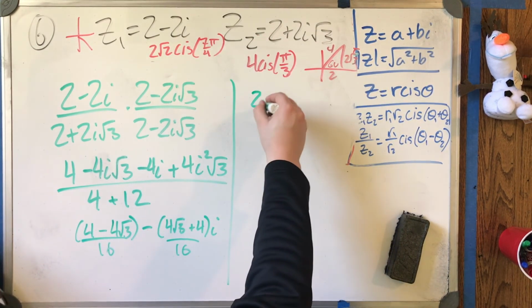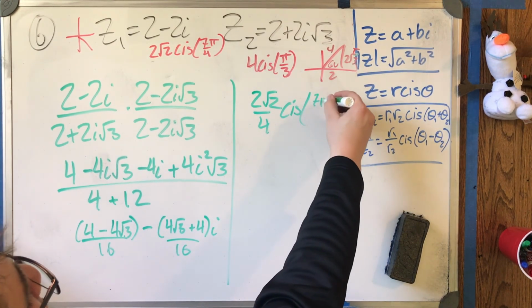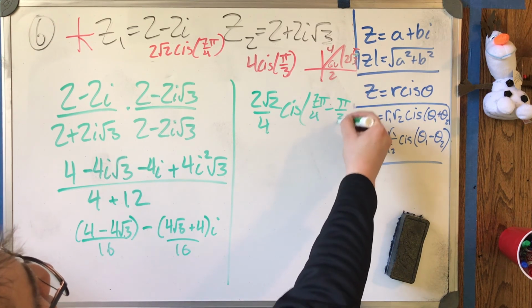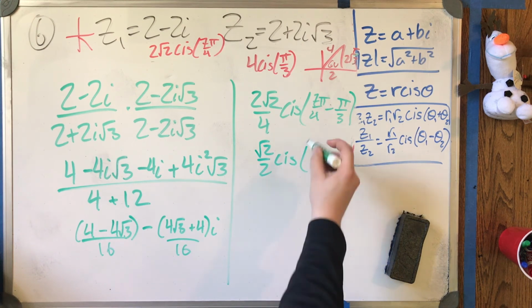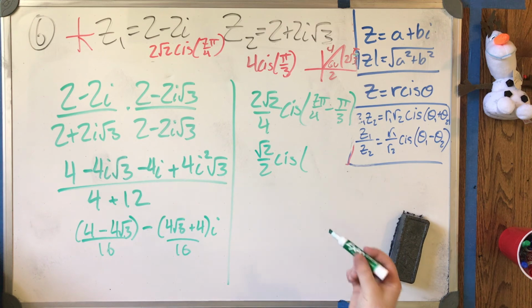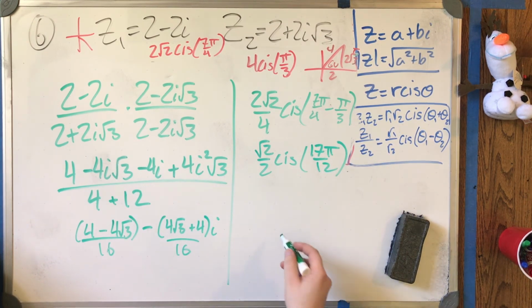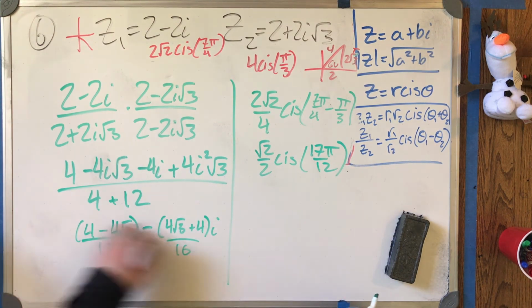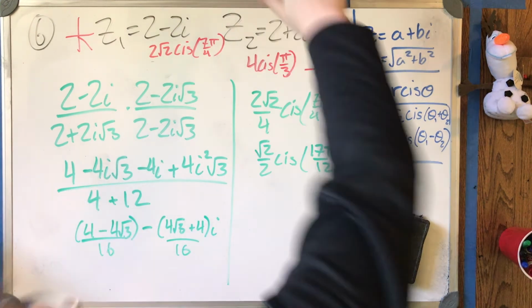If I'm doing the division, I'm going to have 2 rad 2 over 4, cis, and then I'm just going to subtract 7 pi over 4 minus pi over 3. So this is square root of 2 over 2, cis, and then let's see, this is going to be 21 minus 4. Oh god, I'm 17. I don't know, math is not my strong suit sometimes. And I'm sure if I plug these into the calculator, square root of 2 over 2 cosine 17 pi over 12, I'll get whatever that number is. Same thing if I used sine instead. Whew, there we go. I think that's it.